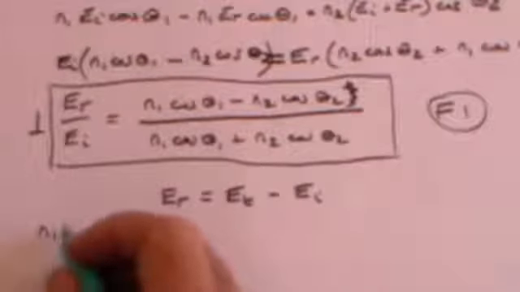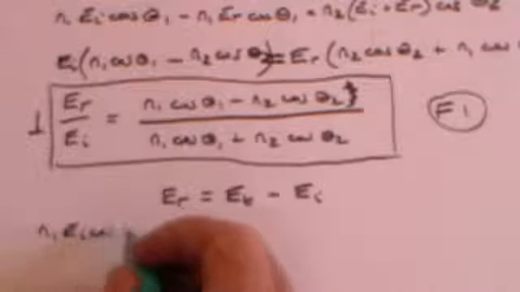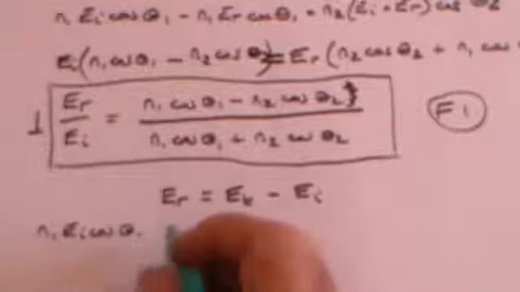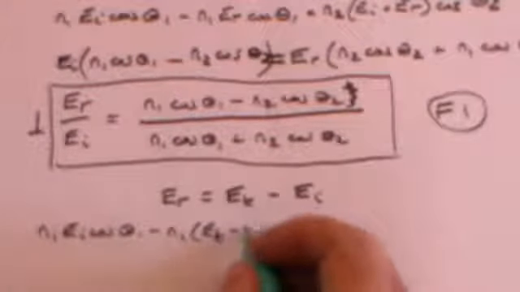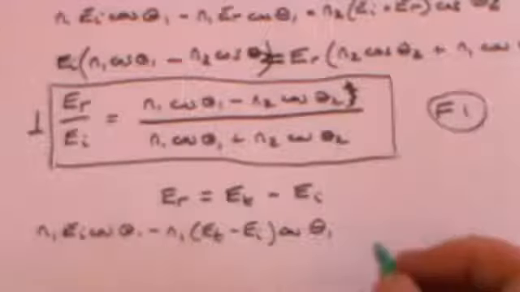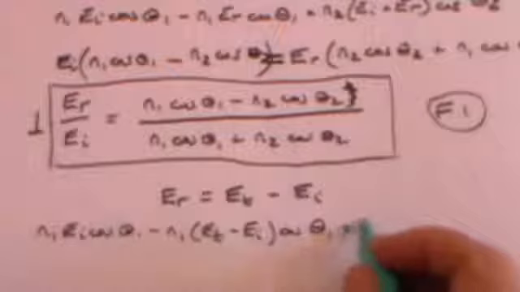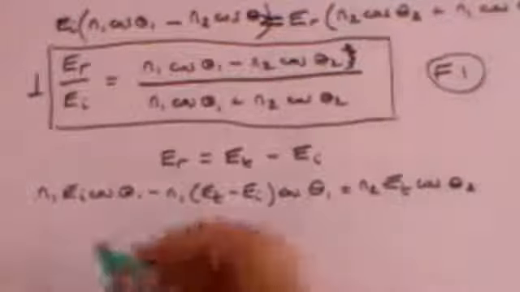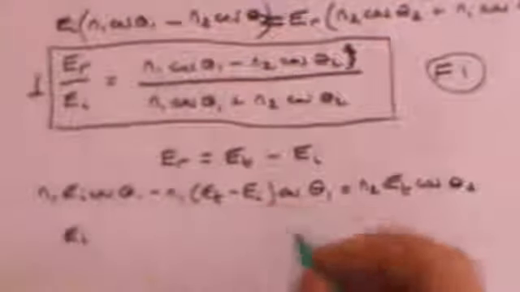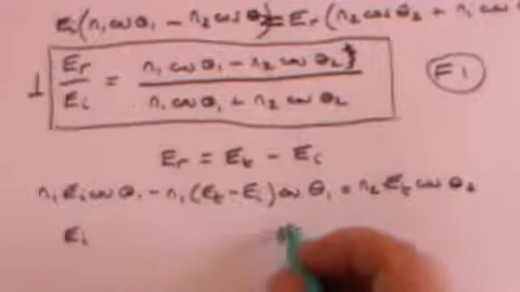N1 times EI times the cosine of theta 1 minus N1 into ER, but for ER we're going to put ET minus EI times the cosine of theta 1, is equal to N2 times ET times the cosine of theta 2. And again, the trick is to bring all the EIs to one side and all the ETs to the other.